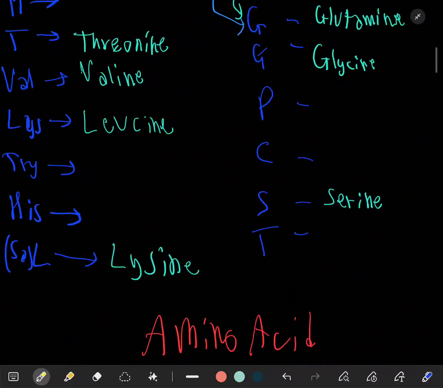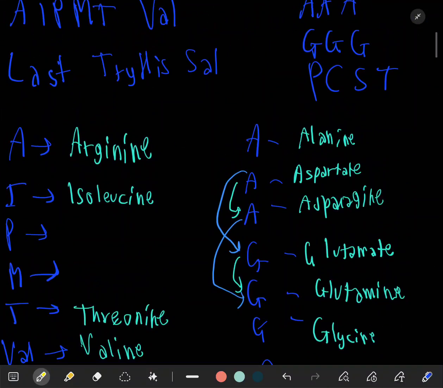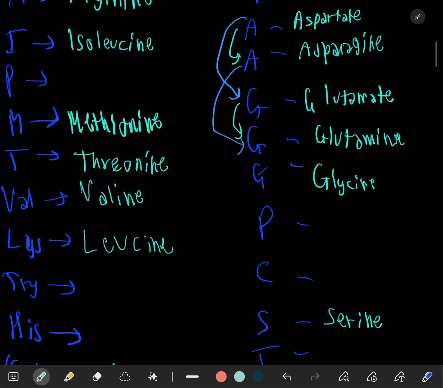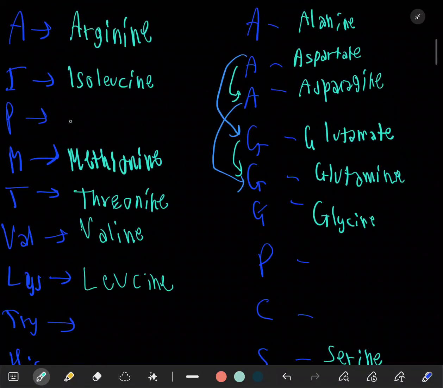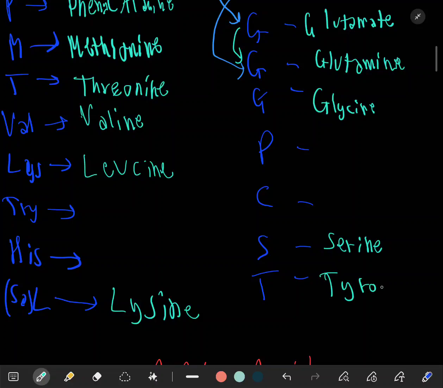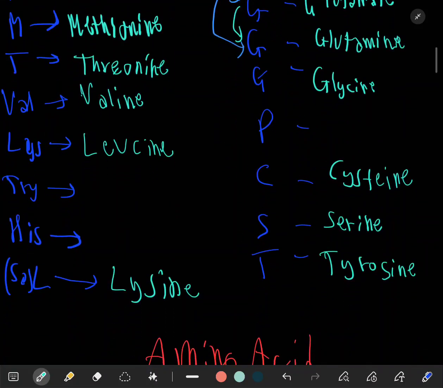So yeah, this is our list. Methionine is essential. And then phenylalanine is essential. Then tyrosine is non-essential. And then cysteine is non-essential. Now as we can see, only 3 are left: tryptophan, histidine and proline. So these are the names which you can remember.